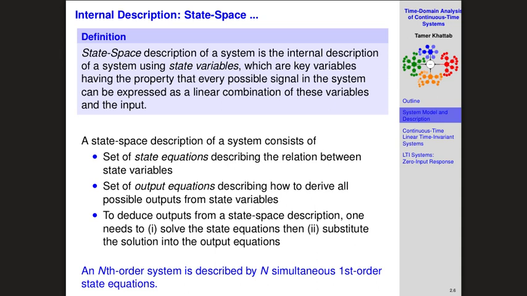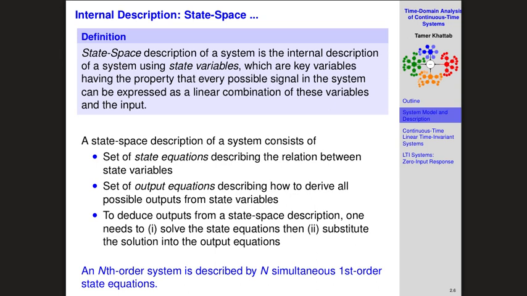Now, if I know the states or the state variables, and I know the input, I can immediately calculate the output of that system. If I have multiple outputs, I can put an equation for each one of those. This is called the output equations. So we have two sets of equations for any state space representation of a system. The first set of equations relates the state variables together.